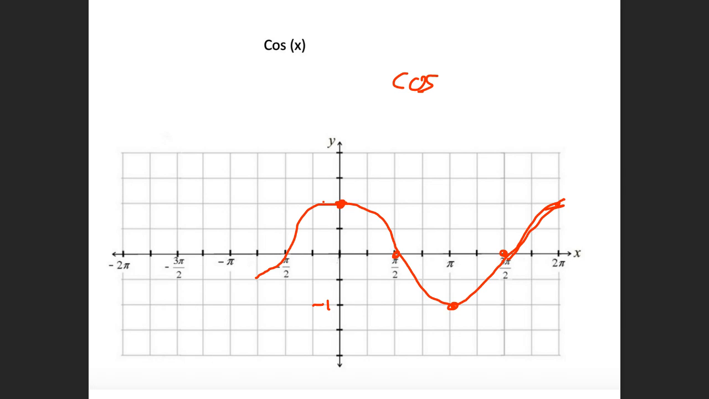So if I asked you for the cosine of pi over 2, you should say it is 0. If I asked you for the cosine of pi, you should say negative 1. Those are two really important graphs. If you understand the special triangles and the sine and cosine graphs, there's really nothing I can give you. You don't even have to know the unit circle after this, and we'll talk about that in just a bit.